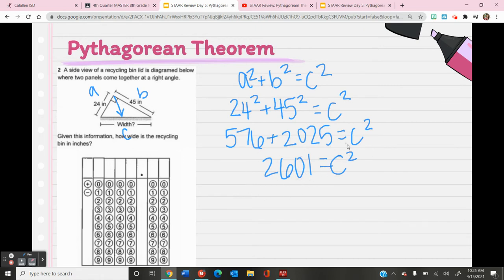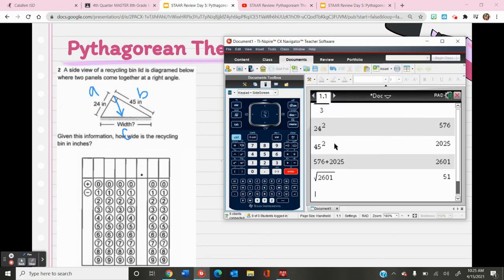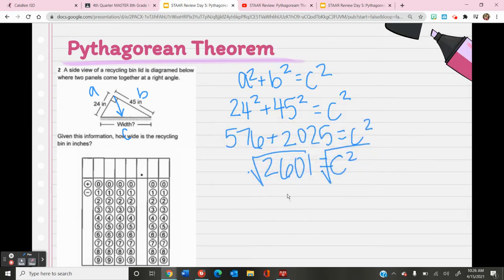Since I don't want it to be squared, I need to take the inverse operation of squaring it, which is to take the square root. So taking the square root of 2,601, you get 51. So here, c equals 51.